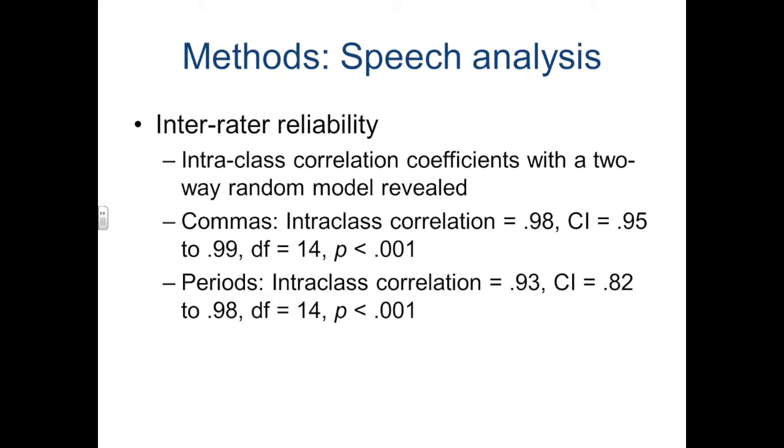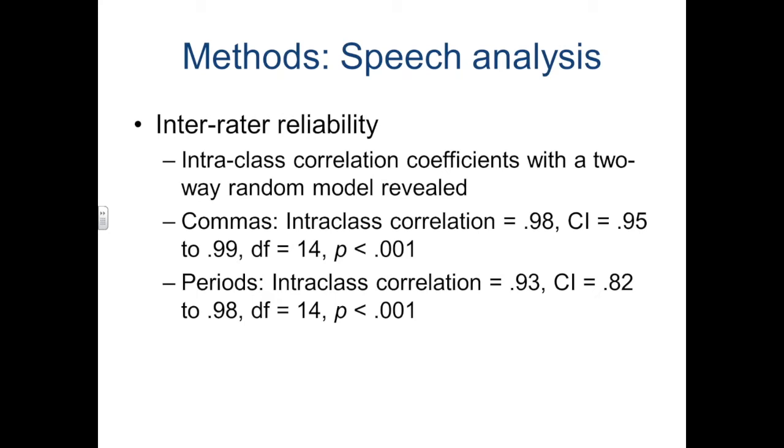reviewers, so to speak, or raters, did their periods and commas in the transcriptions, and then we used intraclass correlation coefficients to determine with a 2-way random model whether there was a decent intraclass correlation. And the truth is that there was. Clearly, the 2-second pause threshold helped, and you'll see that for the commas there was a really high 0.98 intraclass correlation, and for periods 0.93.